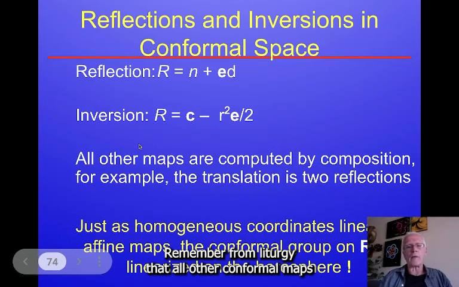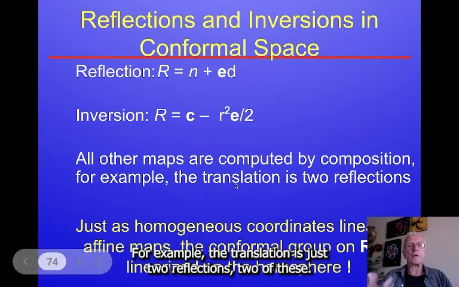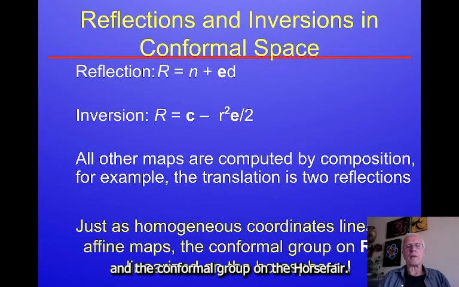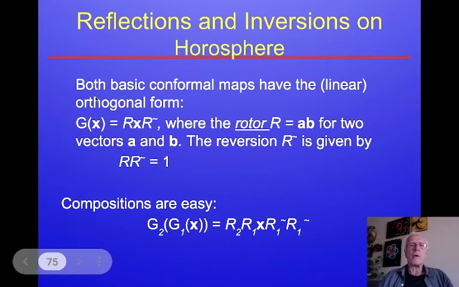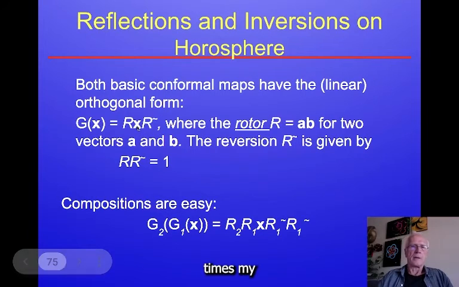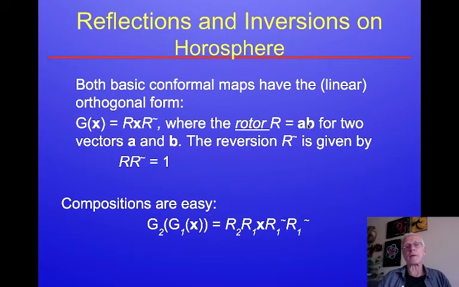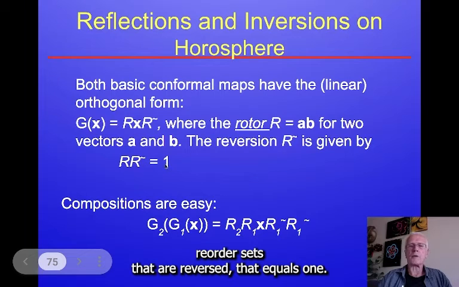Remember from Liouville that all other conformal maps can be computed by composition of these two maps. For example, the translation is just two reflections. So we can use this fact to linearize affine maps and the conformal group on the horosphere. So in general, a mapping G of X will be R reverse times my point times R. So that sandwich operator again, where R is just A times B for any two vectors A and B. The reversion again is that rotor such that R reversion times R equals 1.